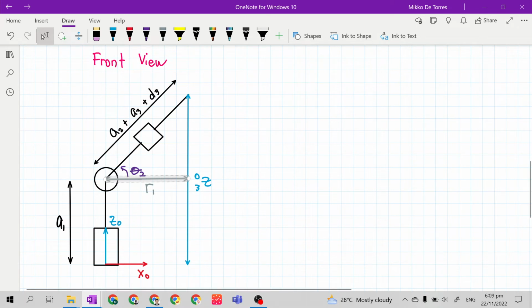So, a sub 2 plus a sub 3 plus d sub 3. Another explanation is r sub 1 is changing its length every time theta 2 changes its value. So we don't see it at top view, we can see it at front view, if this changes its orientation.